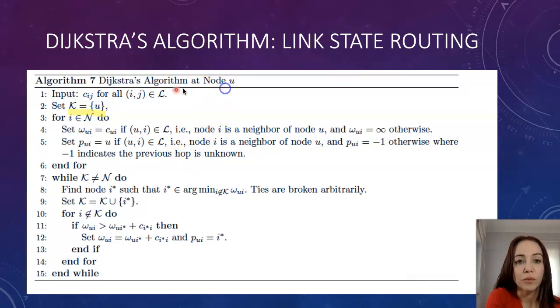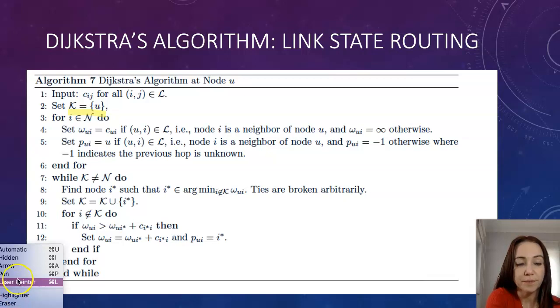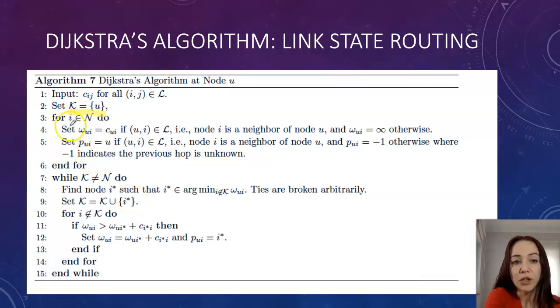Node U knows the costs of every link, Cij, that is in the network. For all links ij that are in the network, the cost of these links Cij are inputs to the algorithm, and as I said, the set kappa is initialized as U itself. Now, initially, for every node in the network, we set the values of the parameters WUI and PUI.